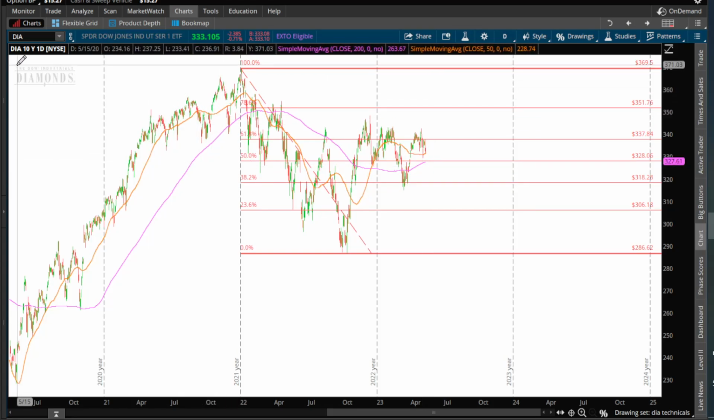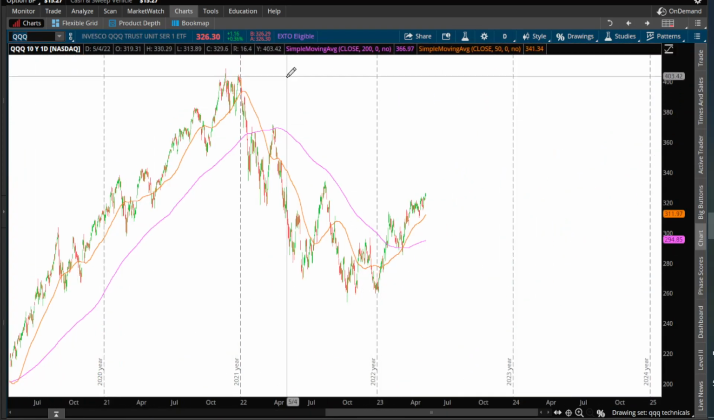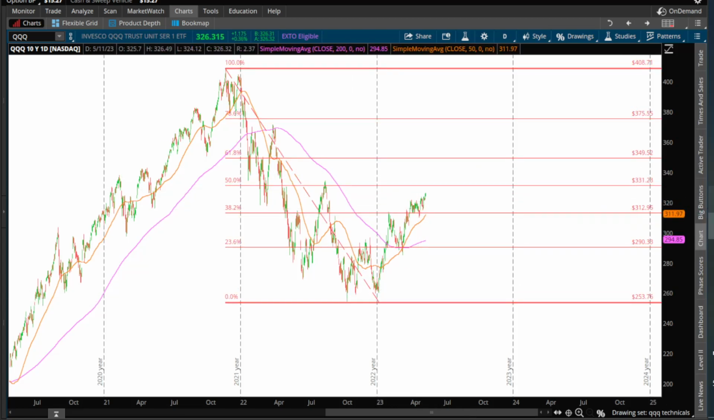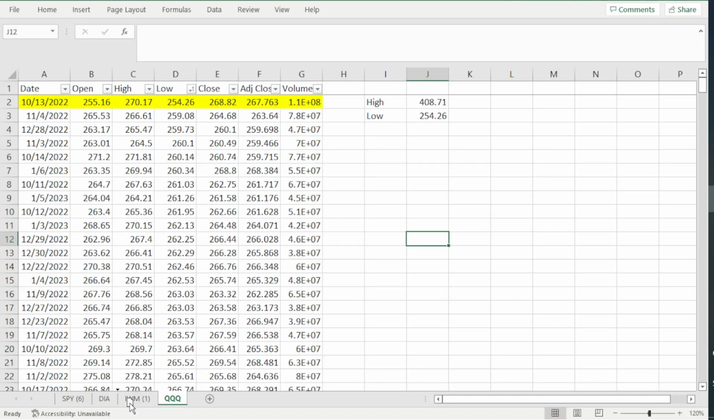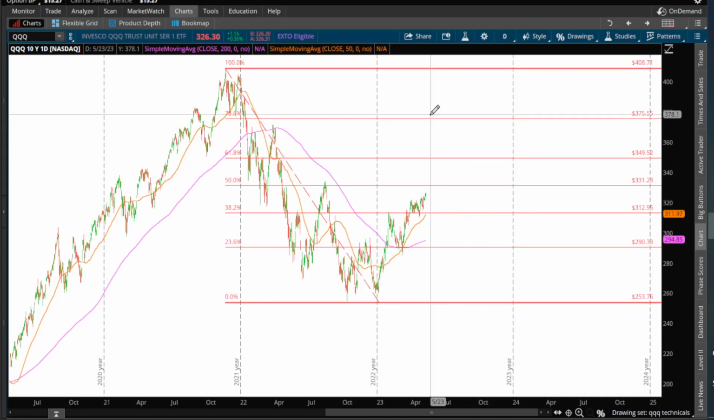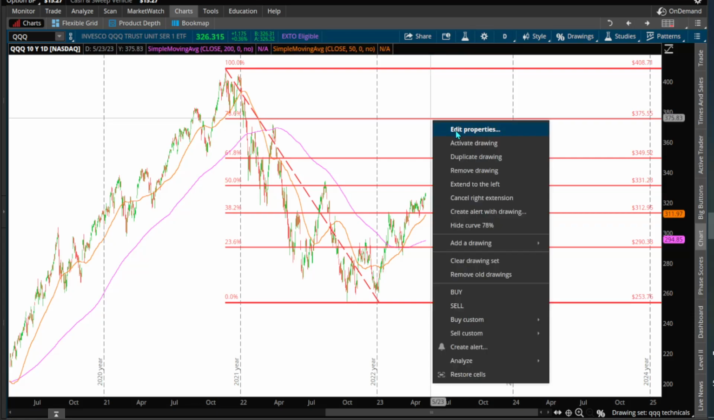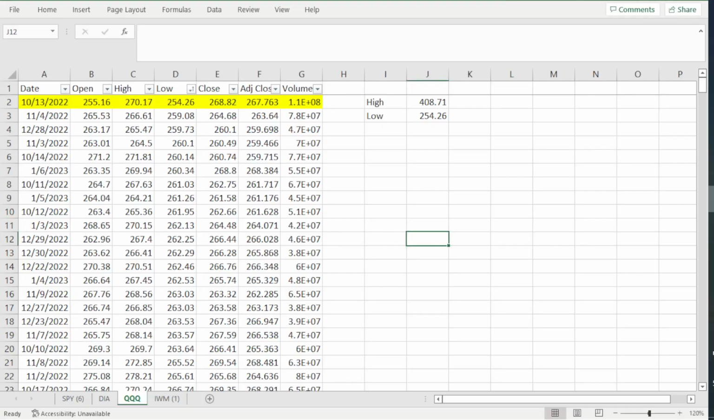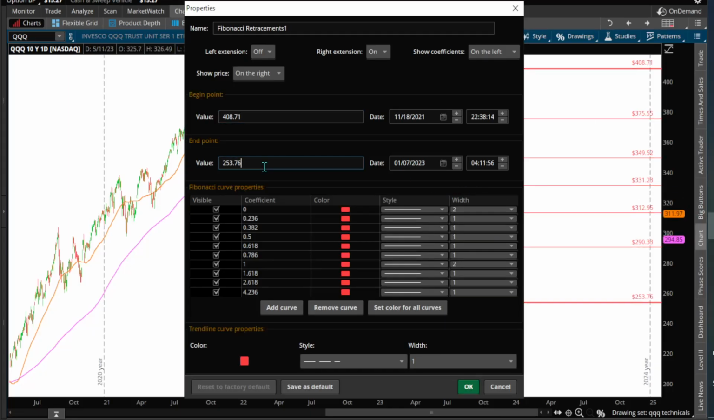Now, what about for the Qs? All right, so we're going to go ahead, draw that fib level, roughly around there, and then we're going to go ahead and adjust that. So for the Qs, the high is 408.71, and God, that feels like such a long time ago, but it wasn't really that long ago. So 408.71, okay, I have it perfectly right there, perfect. Now 254.26 for the low.